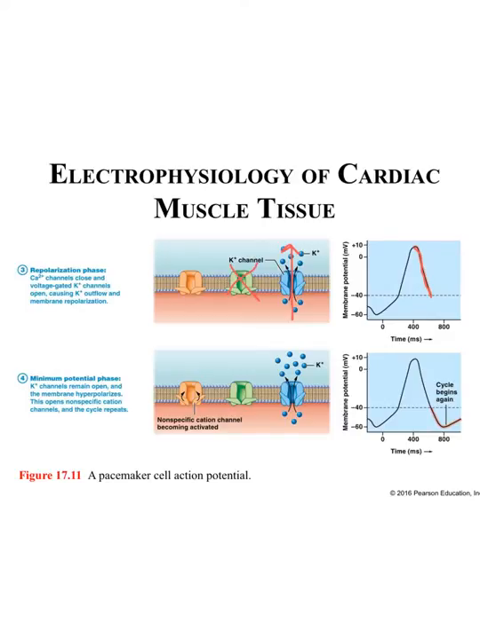Another little difference here is what we call the minimum potential phase. Basically, these potassium channels stay open a little bit longer, so too much positive leaks out and we get a little bit more negative than we were at rest. So we have hyperpolarization, and that hyperpolarization is actually what triggers the first step, the slow depolarization, which involved those non-specific cation channels. So again, this is a cycle. That's why it does not require the nervous system or nerve stimuli to begin.